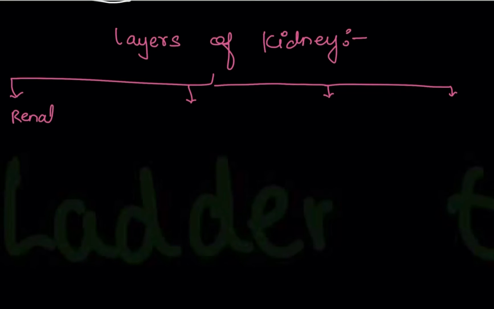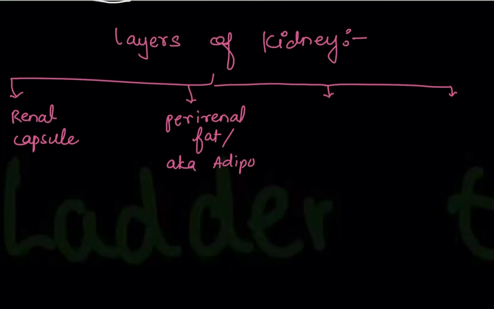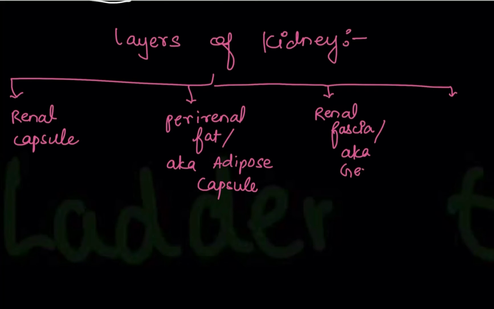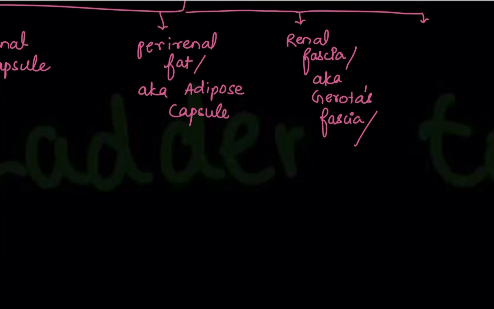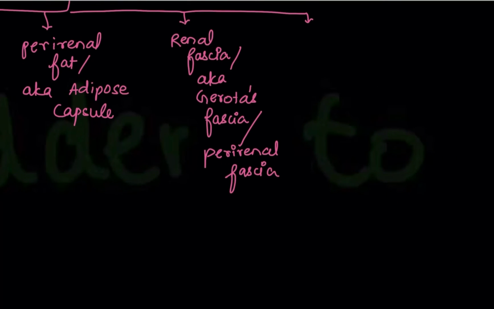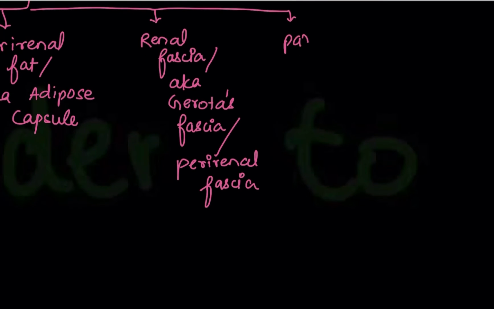First write down the renal capsule. Then you have the perirenal fat, also called the adipose capsule. Third layer is renal fascia, also known as, very important term, Gerota's fascia. Gerota's fascia has one more term, that is perirenal fascia. And lastly, you have pararenal fat. Okay.